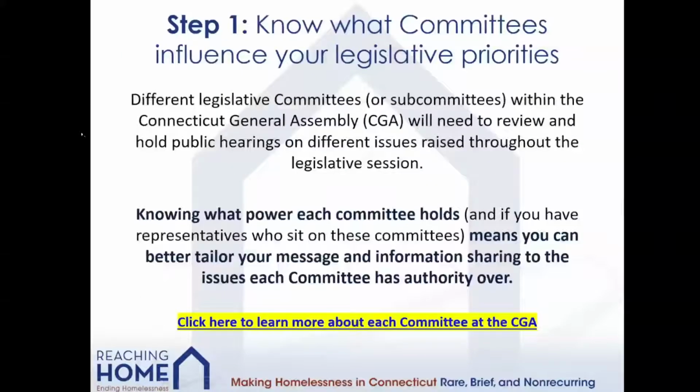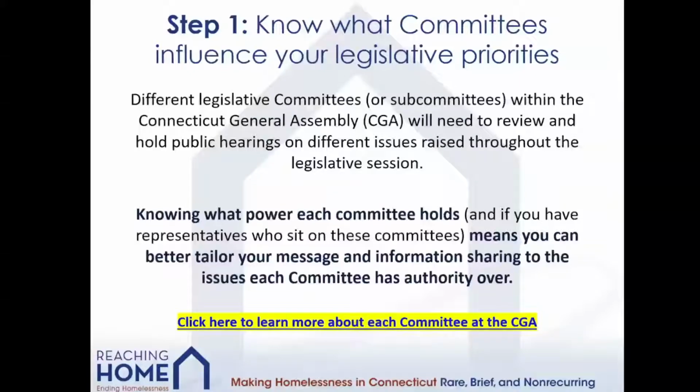So when we're talking about testifying at public hearings, the first step is really knowing which legislative committees have influence over the legislative priorities you're coming to speak on. There are different legislative committees within the Connecticut General Assembly, and their responsibility is to hold public hearings on different issues that are raised in advance of and at the beginning of the legislative session. Knowing what power each committee holds, and if you have any representatives who represent you directly who sit on those committees, means you can better tailor what information you're sharing and what your message is to each of those committees.